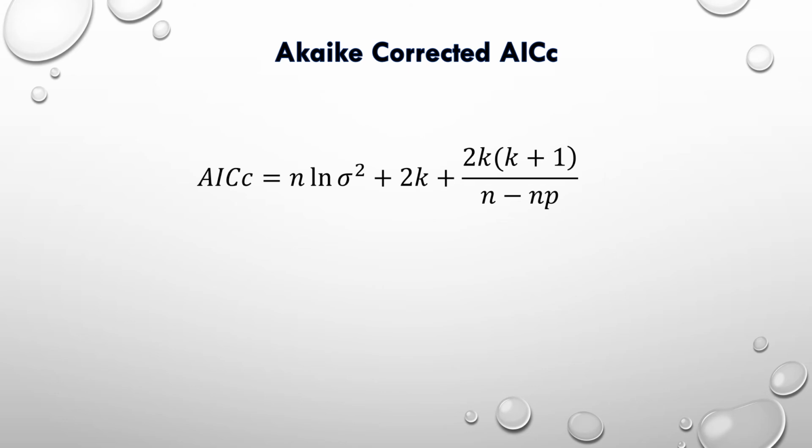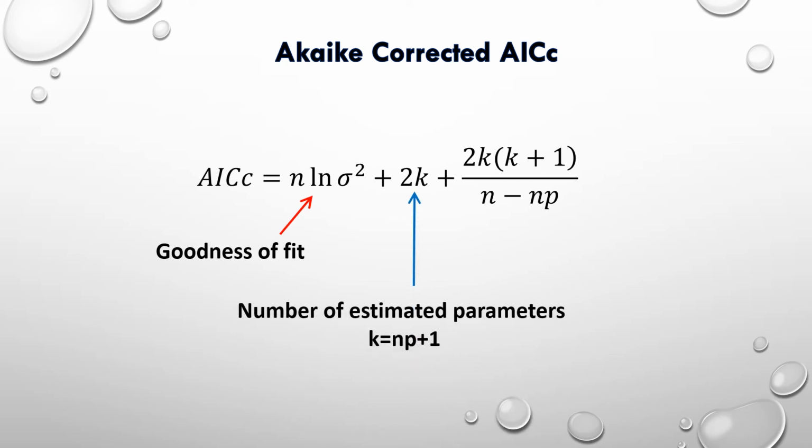I want to speak a little bit about using different information criteria equations. So here we're going to look at the Akaike corrected information criteria. And again, you don't have to worry about the different math in here, just the different components of the equation. It has the same goodness of fit term as KIC, and it has two penalties. One is for the number of estimated parameters, and then it has a second order bias correction term.